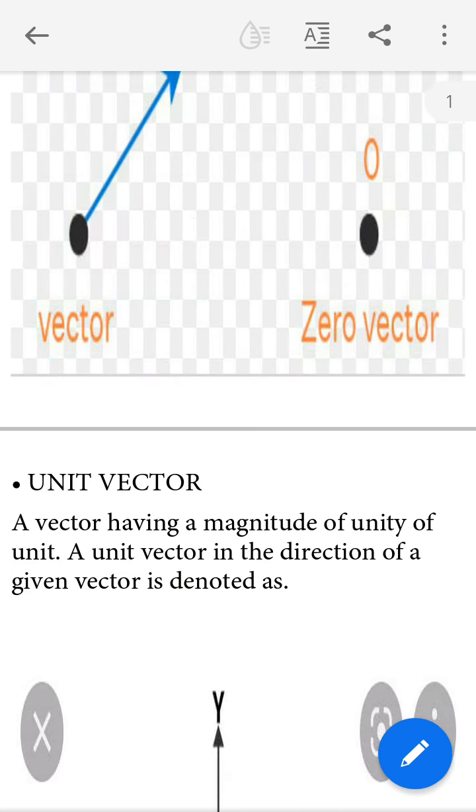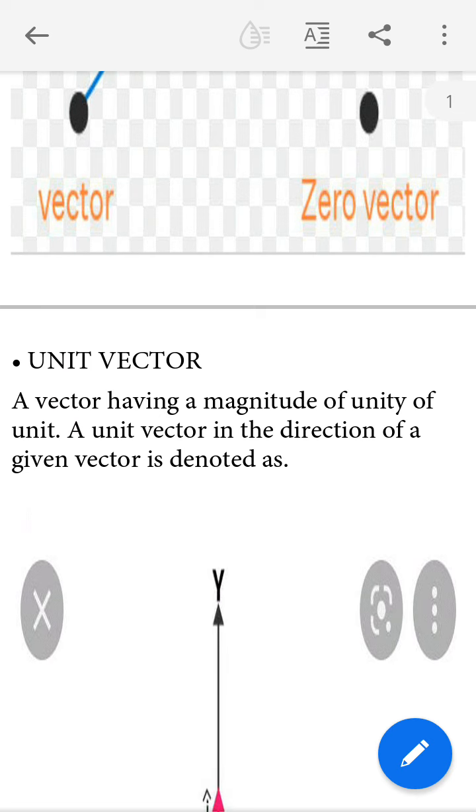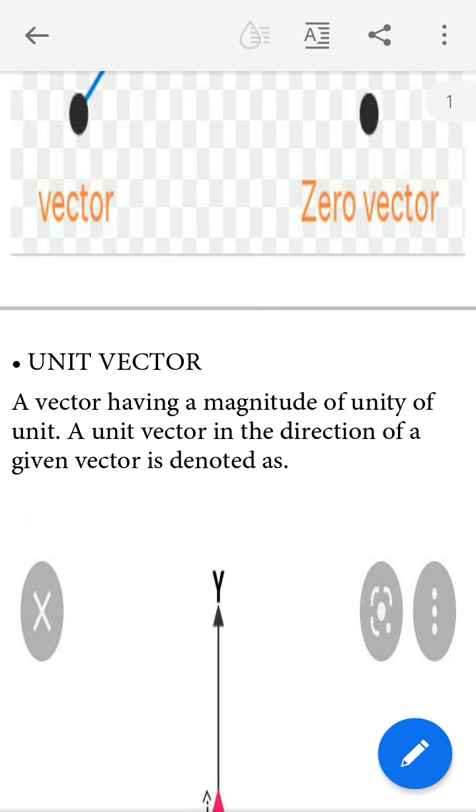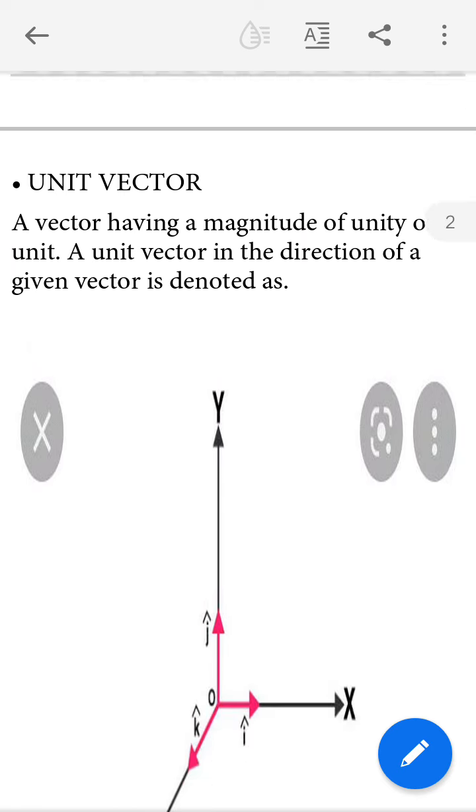Second is the unit vector. A vector having a magnitude of unity, or one unit. A unit vector in the direction of a given vector is denoted. So here is an example of a unit vector.